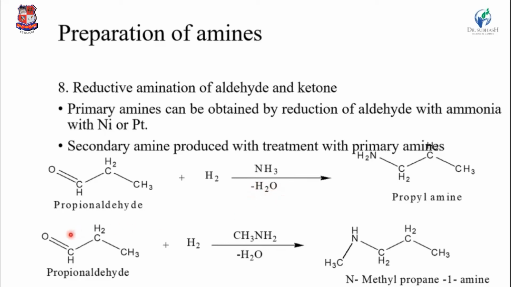Okay, then as per the secondary amine procedure, secondary amine is produced with the treatment of the primary amine. So first we take propionaldehyde plus H2 and treat with the primary amine. This is methyl amine, so this is a primary amine, one water molecule is also removed and N-methyl propanamine is generated. This is a secondary amine and this is a primary amine.